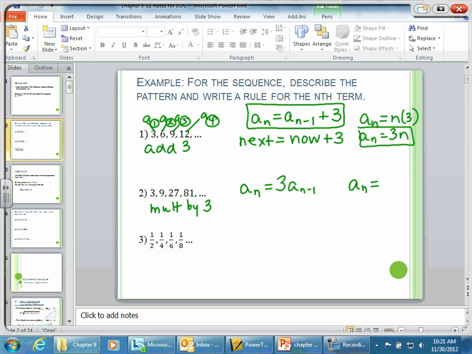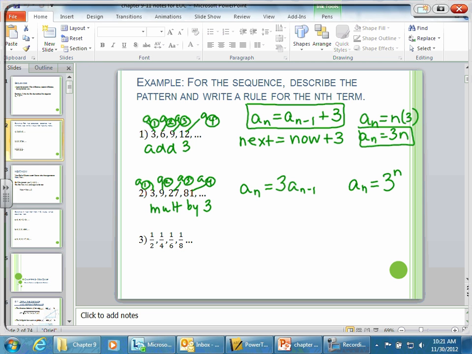So again, if this is my a sub 1, this is my a sub 2, my a sub 3, my a sub 4, and n is 1, 2, 3, and 4, what would I have to do to 1 in order to get this out? So some of you guys may remember, if you're doing the multiplication, that you have this power rule going on. So it'd be 3 to the n. So here, 3 to the first is 3.